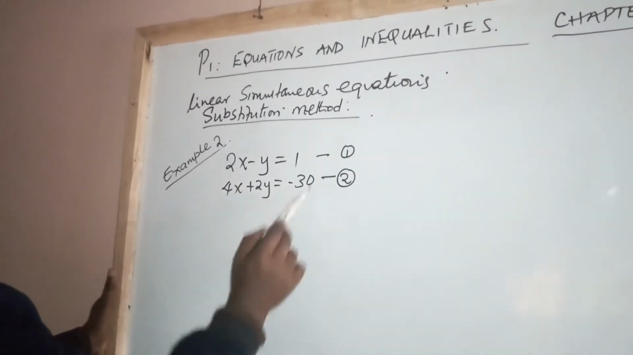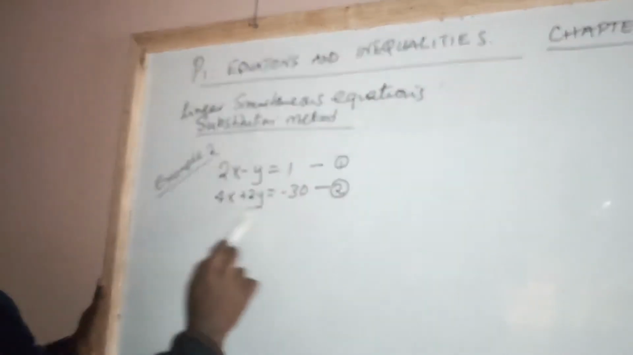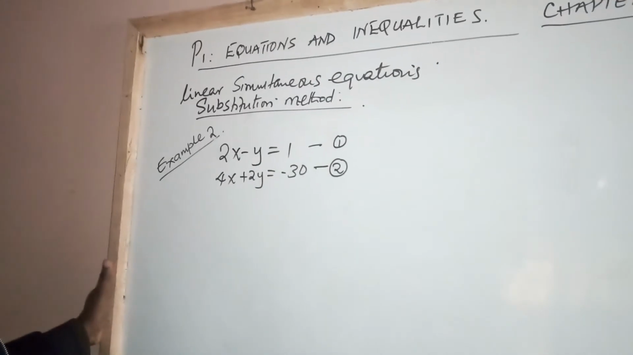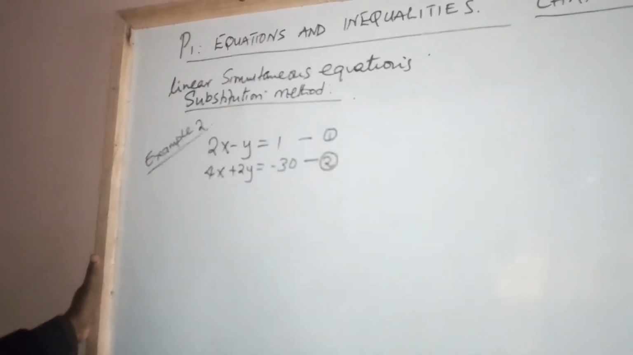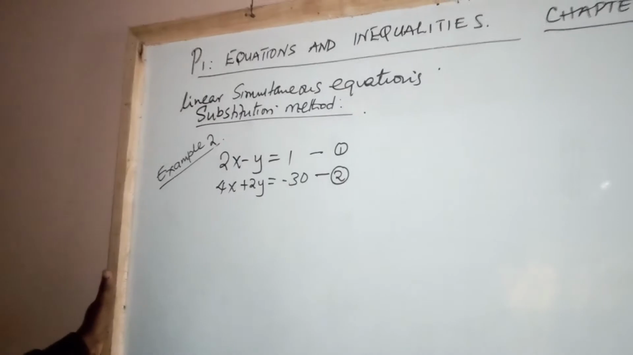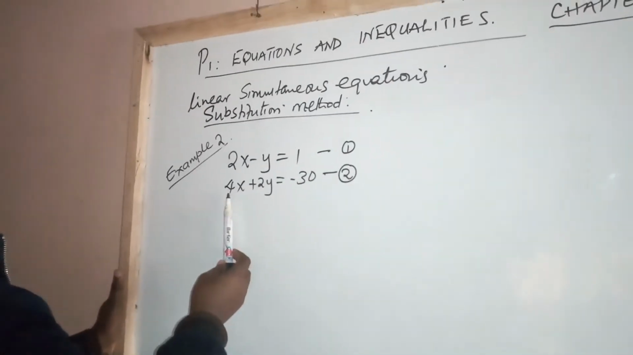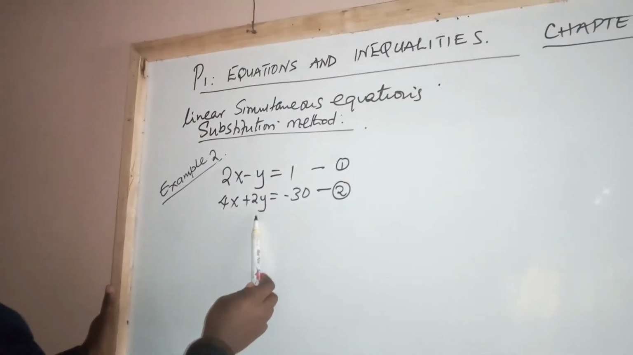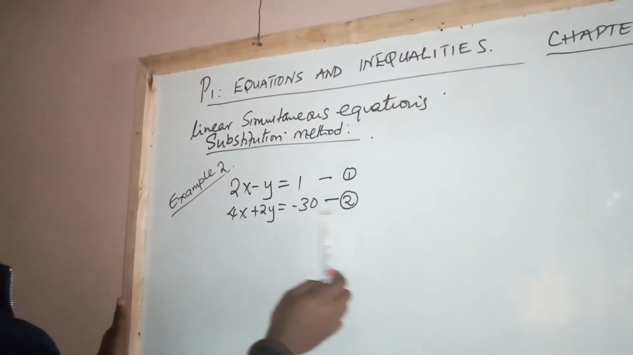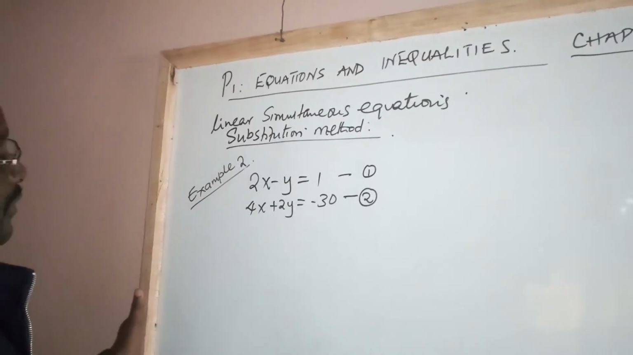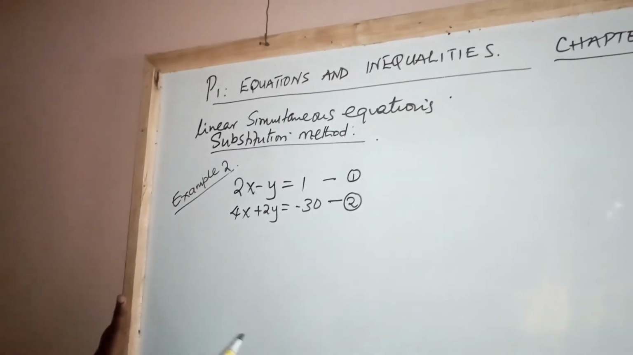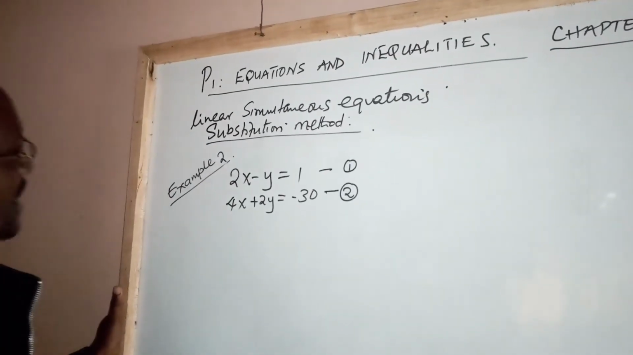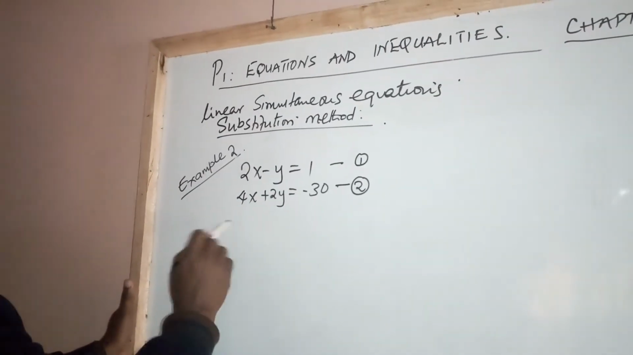We cannot even try to express any unknown in the second equation, because they have coefficients which we must divide by. If you want to have x, you must divide the whole expression by 4. If you want y, we have to divide the whole expression by 2. It can be done, but it is much more work than simply expressing y in terms of x in equation 1. So let's do it.